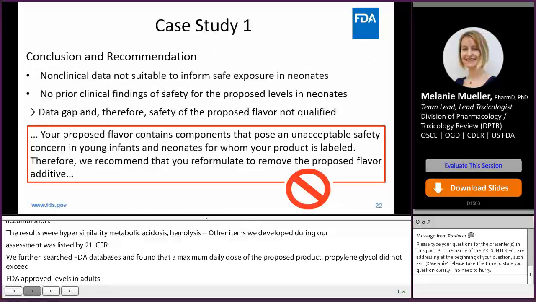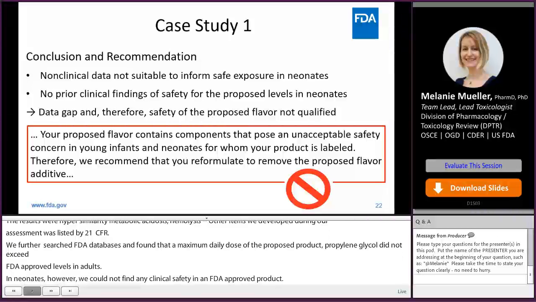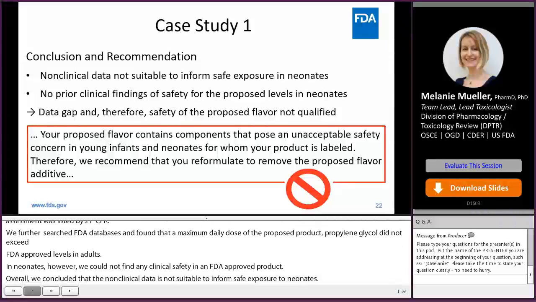Overall, we concluded that non-clinical data are not suitable to inform safe exposure in neonates. That is because of the difference in metabolic system maturity in non-clinical animal models and neonates. Further, no prior clinical findings of safety for the proposed levels in neonates were identified. Therefore, this is a data gap, and the safety of the proposed flavor was not qualified.